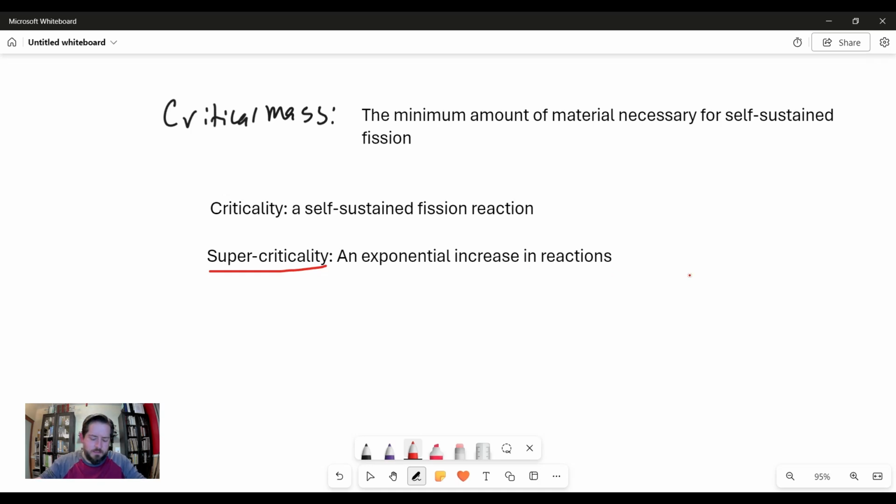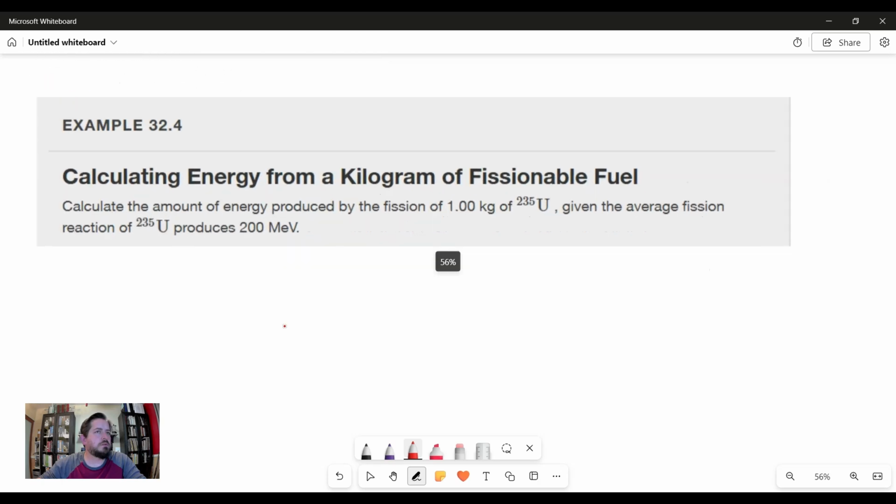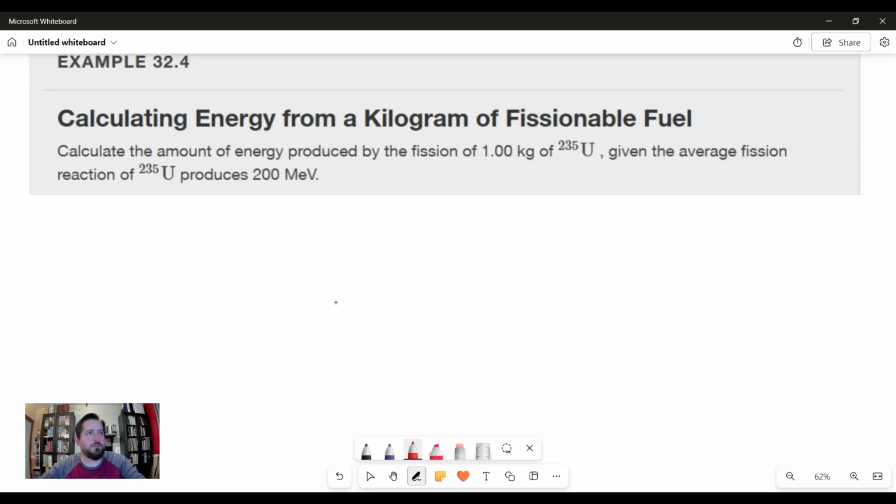Let's take a look at a problem. Calculate the energy from a kilogram of fissionable fuel. So I'm going to calculate the energy produced by the fission of 1 kilogram of uranium-235, and they give us that the average fission reaction of 1 molecule of uranium-235 produces 200 mega electron volts.